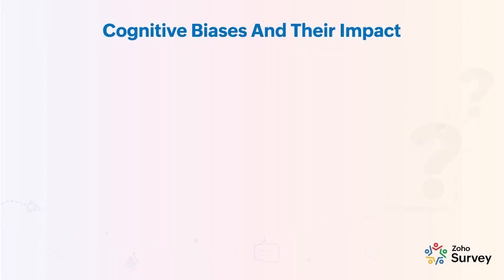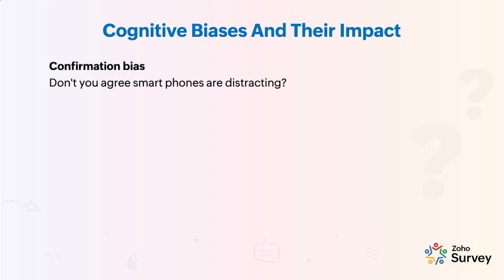If a survey asks, "Don't you agree smartphones are distracting?" your immediate response would be a big yes. But here's the twist. This question subtly nudges you towards a particular answer because of this little thing called confirmation bias. It's a mental shortcut where we favor information that aligns with our beliefs.